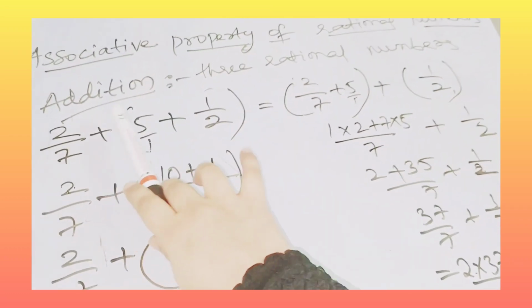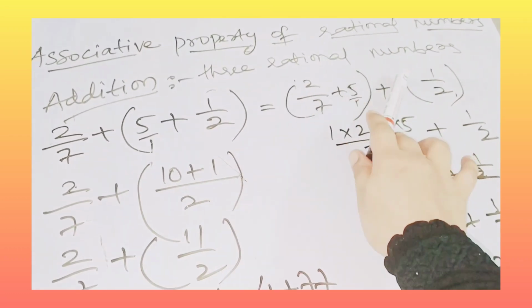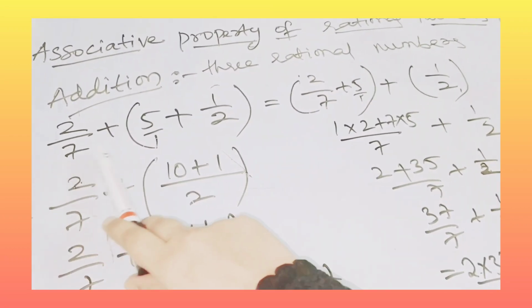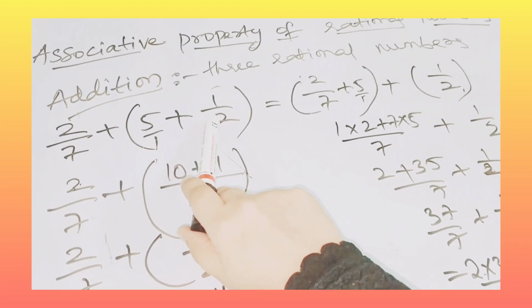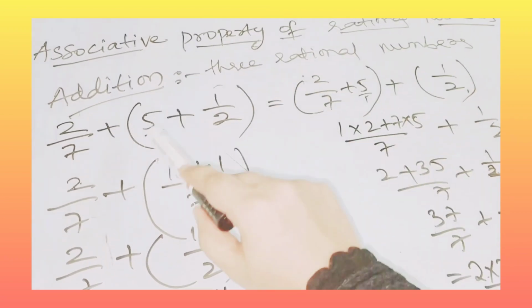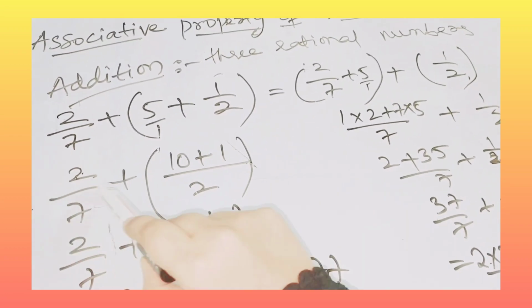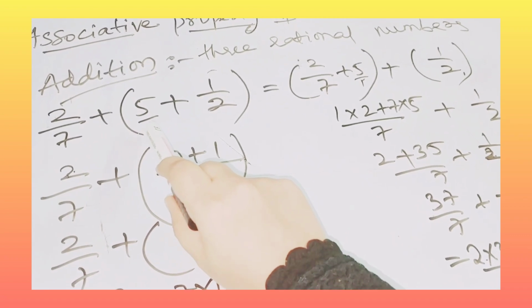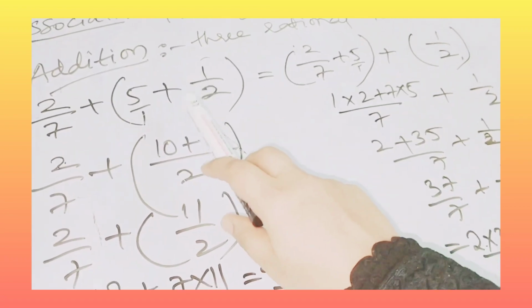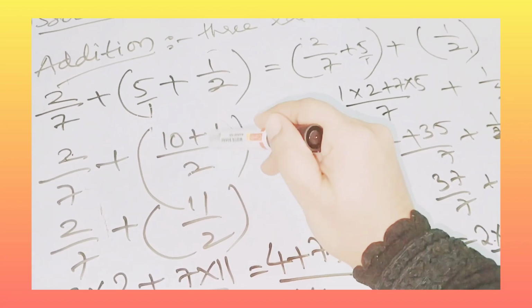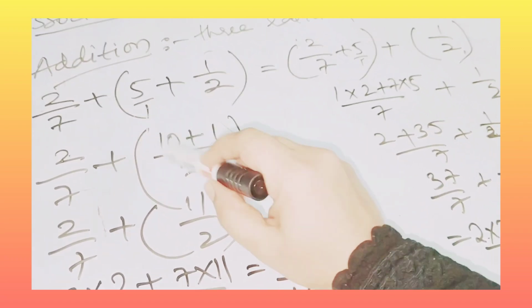Now associative property of rational numbers. Okay, addition. Here we are taking three rational numbers, 2 by 7, 5 and 1 by 2. Okay, a plus b plus c we are taking first here, then a plus b plus c. Here we are separating c and here we are separating a. 2 by 7 plus, again here 5 is there now, so you can take here denominator as 1. Okay, now what you have to do, you have to take LCM of 1 and 2. It is 2 only.